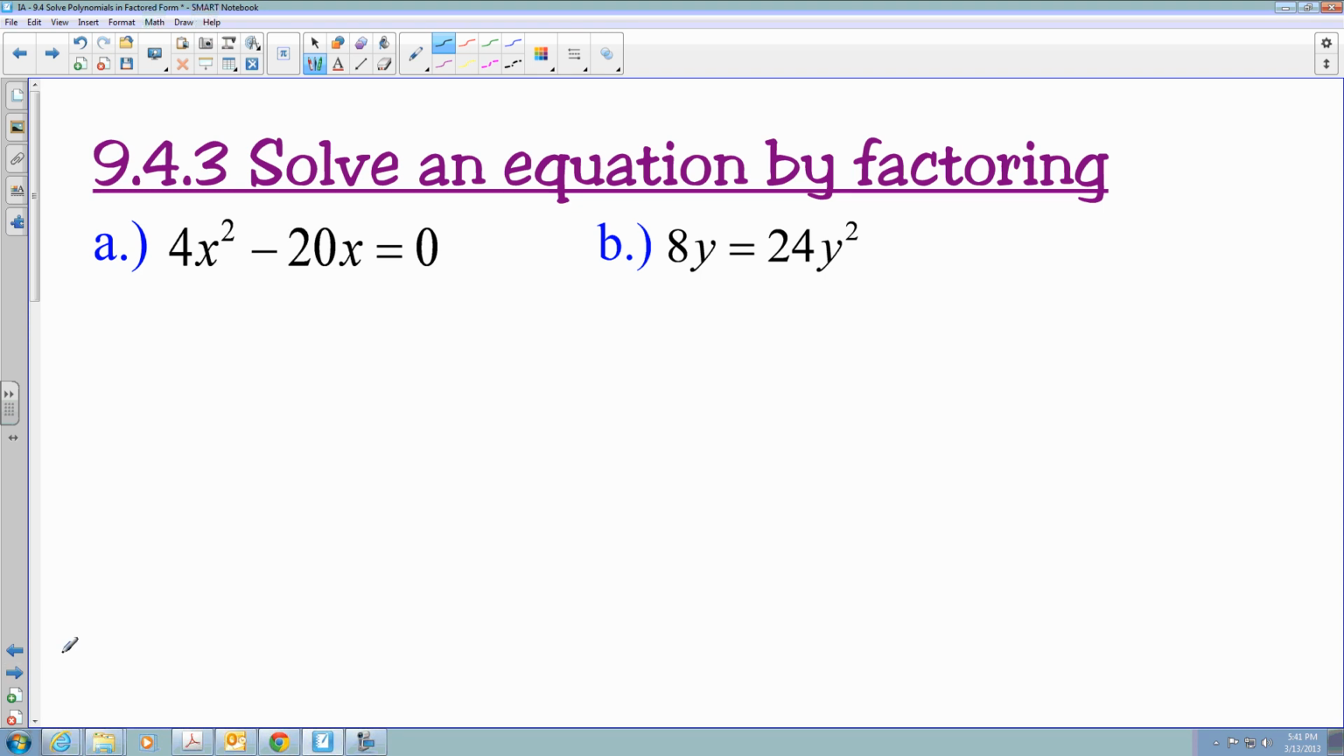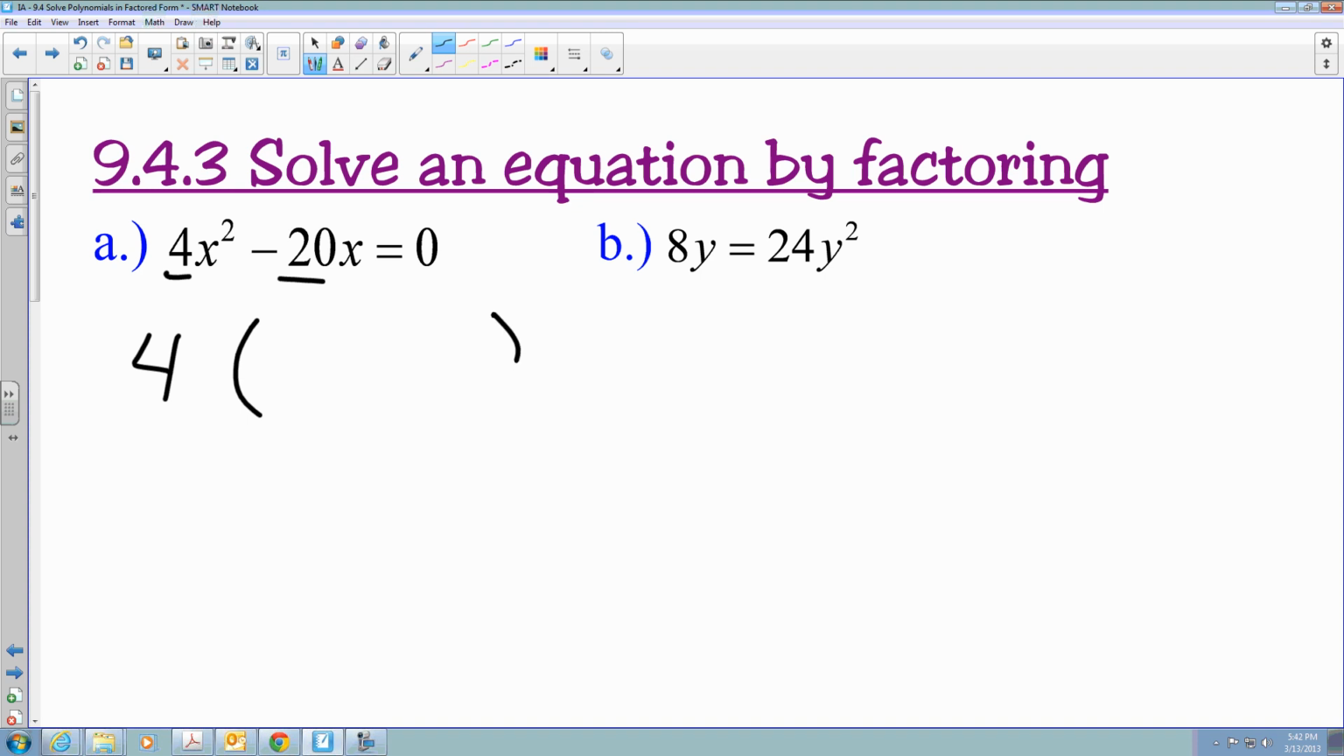In this part here, you're going to use the greatest common monomial factor to help us solve it. And then also we're going to use the zero product property. So when we're doing example A, I have 4x squared minus 20x equals 0. I'm going to use the greatest common monomial factor first. So here, let's look at the number. What can I take out of 4 and 20 to put on the outside of the parenthesis? The answer is 4. Okay?